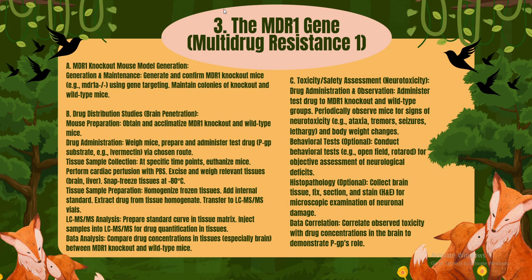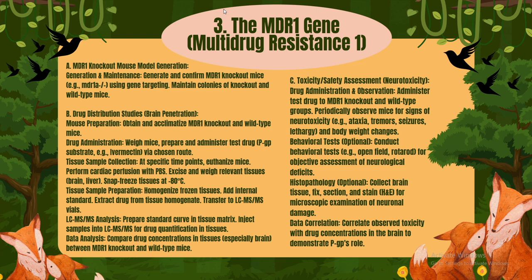Last but not least, the MDR1 gene. The MDR1 gene makes a protein called P-glycoprotein, which acts like a powerful cellular pump. Its job is to push drugs and toxins out of cells. Scientists create special mice to understand P-glycoprotein's role. This includes MDR1 knockout mice, where the P-glycoprotein gene is deliberately turned off. These mice allow researchers to see what happens when drugs aren't pumped out. They can also create transgenic mice that produce more P-glycoprotein, helping them study how drug resistance develops.